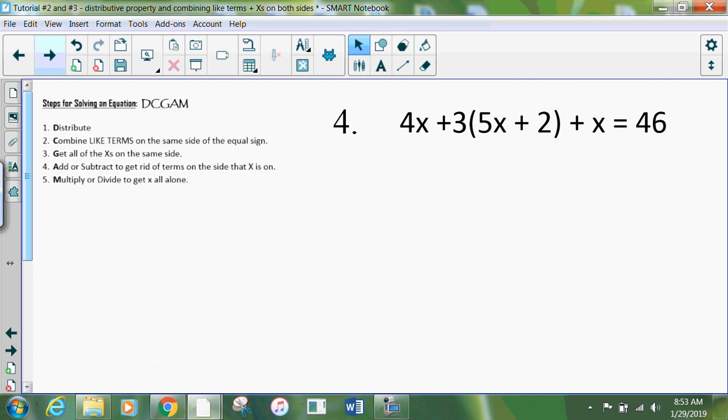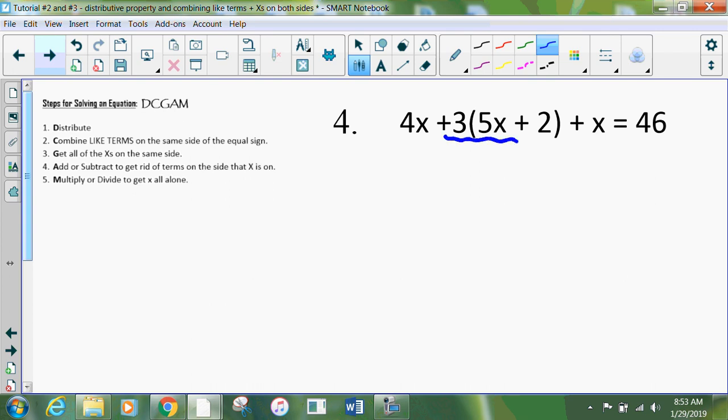All right. Whoa, this one's really long. We can do it. We are going to follow DC-GAM. If you don't like DC-GAM, just remember that we're going to do distributive property first every time we see that we can. So it looks a little bit weird. I get it. Distributive property is right there. It's smack in the middle.